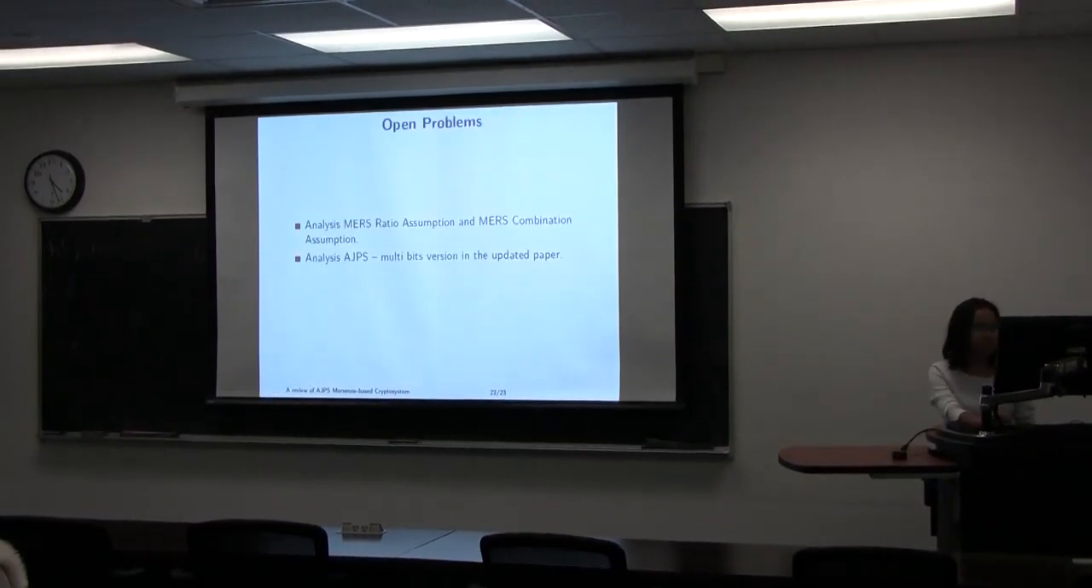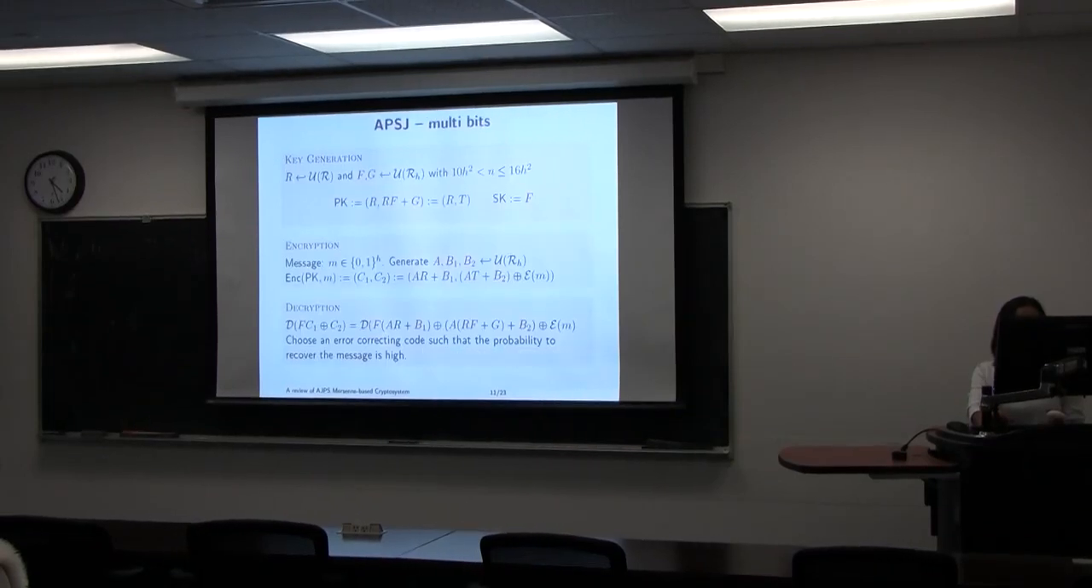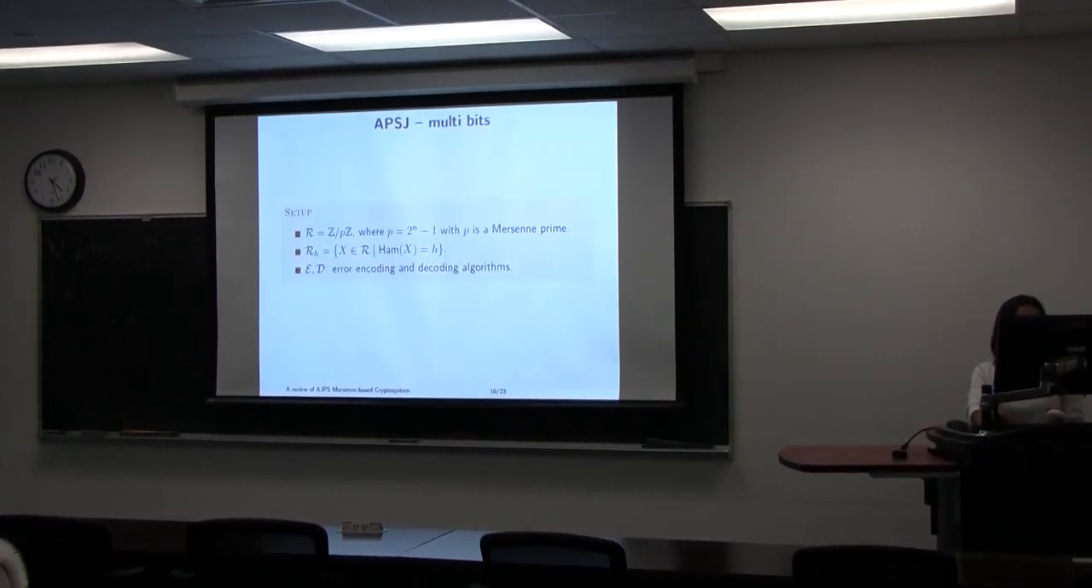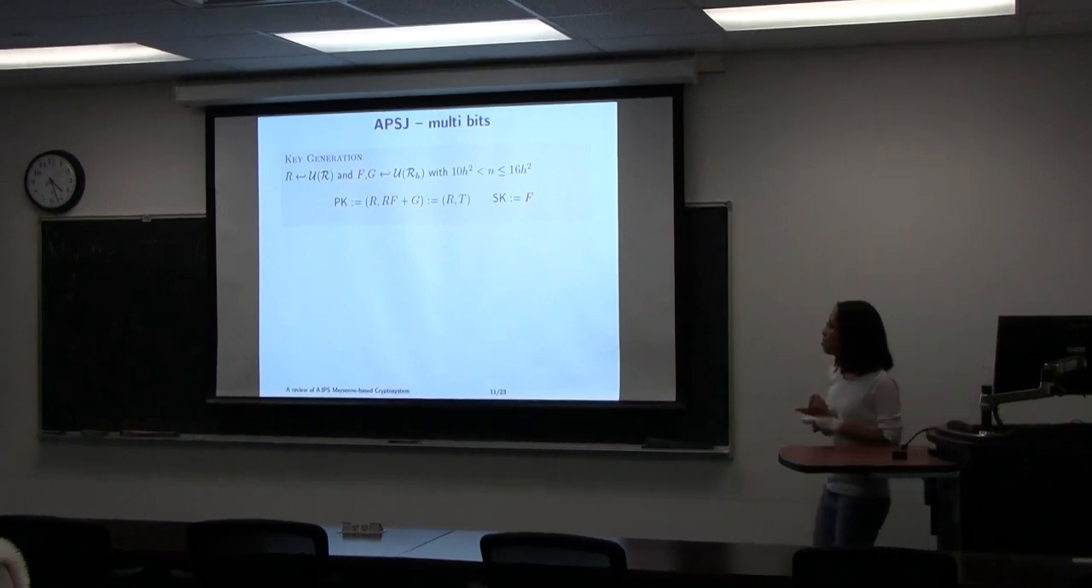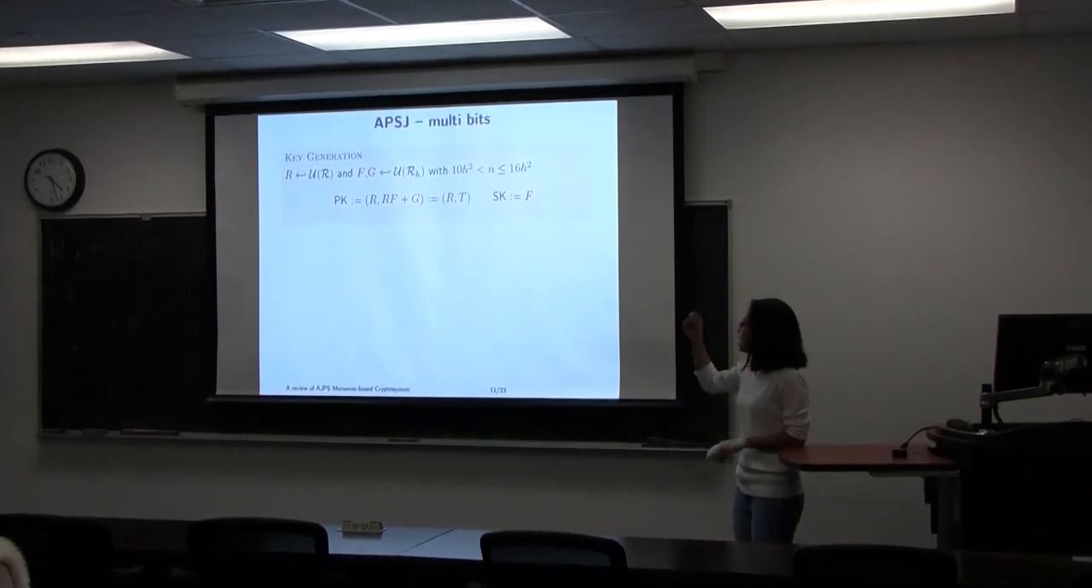Okay. Because of this attack, the group of authors proposed another scheme for the multi-bit Mersenne cryptosystem. We will keep the setup as in the single-bit version, but for the second system we will also use an error encoding and decoding algorithm. We will talk about it later. So first, they choose R uniformly at random, and F and G as two elements such that they have a low Hamming weight 8. And they compute the public key and the secret key like this.